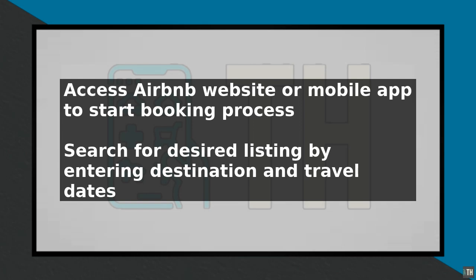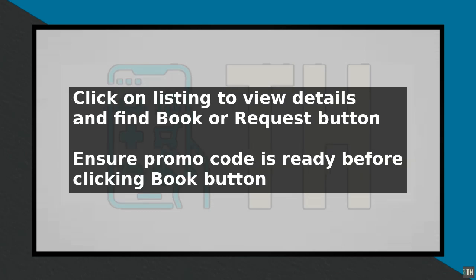After finding the listing you want to book, click on it to view its details. On the listing page, you will see a button that says Book or Request to Book. Depending on the type of listing, before you click this button, make sure you have your promo code ready.